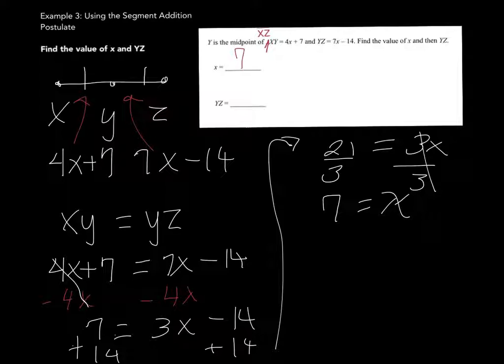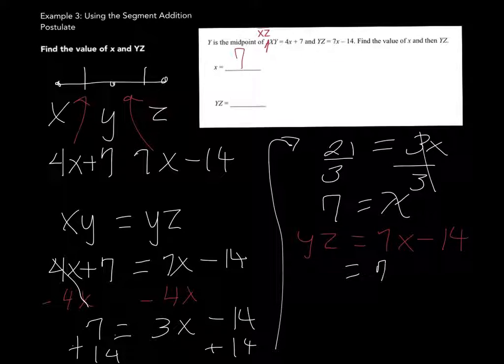We found the value of x. We still need to find the value of YZ. But we have that expression. We said that YZ is equal to 7x minus 14. So if x is equal to 7, we could just substitute that into our expression. So 7 times 7 minus 14. And then we're just going to use the order of operations, so multiply first.